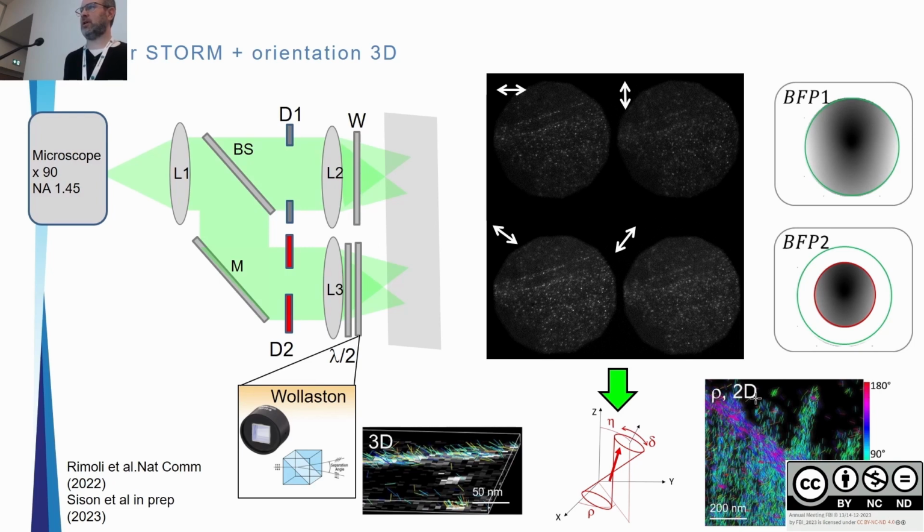So if you have your molecule here, you have the rho, which is the direction in the XY plane, eta, which is in the Z, and delta is what we call the wobbling, if your molecule is moving a lot or is strictly oriented. I don't talk about the details of how we can do 3D, I can talk after if you want. So we can have 2D orientation, so here is a rho angle, and we have also the eta angle.